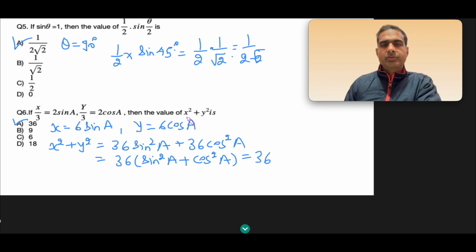It was asked to find the value of x square plus y square. So we squared both these equations and added them. So we got x square plus y square is equal to 36 sine square A plus 36 cos square A. We took 36 common. So sine square A plus cos square A was 1. So we got the value of x square plus y square as 36. That is, option A will be the answer.